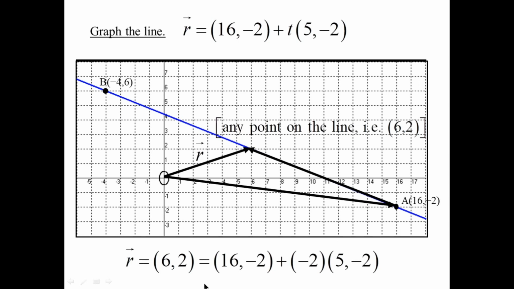And we can see that the point 6, 2 is actually this point 16, minus 2, plus negative 2 times the direction vector. We can check: 6 does equal 16 minus 10, and 2 does equal minus 2 plus 4.